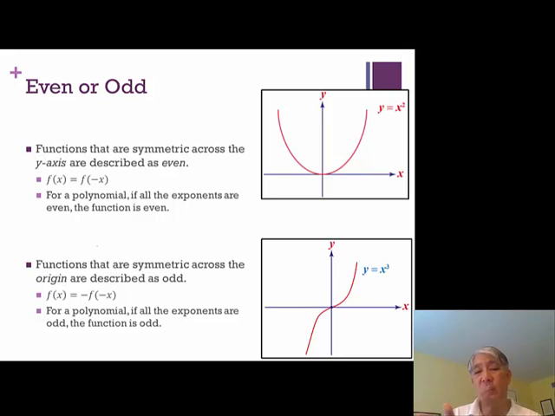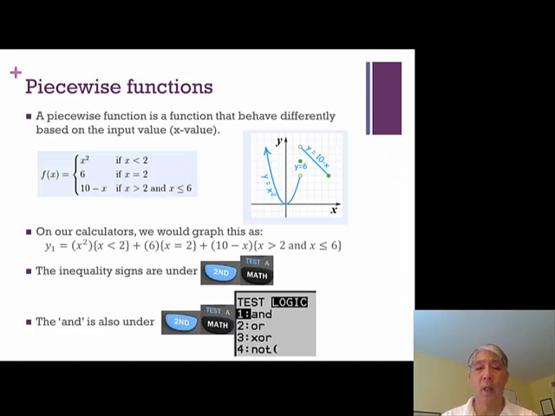Functions that are symmetric across the origin are a little bit harder to tell. But in terms of a graph, if I fold the graph first along the x-axis and then fold it along the y-axis and they overlap, that's considered symmetric across the origin. The algebraic test for this is if f of x equals minus f of minus x. For a polynomial, again, if all the exponents are odd, my function will be odd. We're going to save piecewise functions for the next lecture.